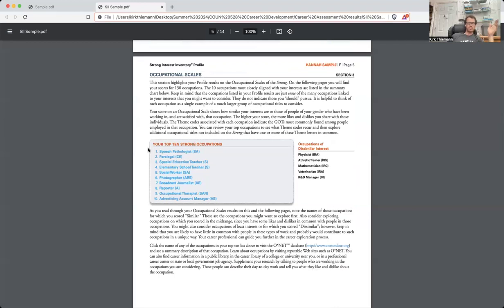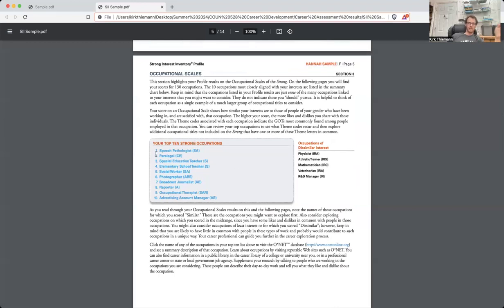All right, so once again, many students and clients jump right to this: okay, what's my top occupation? So, speech pathologist. Oh, okay. Then you can click on this and it would go to O*NET Online once again as well, and you'd be able to learn more about speech language pathologists. And it also shows you occupations of dissimilar interest.